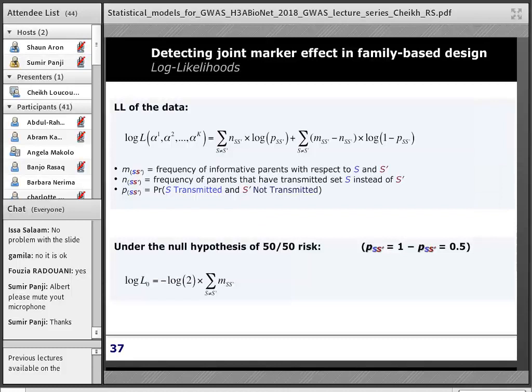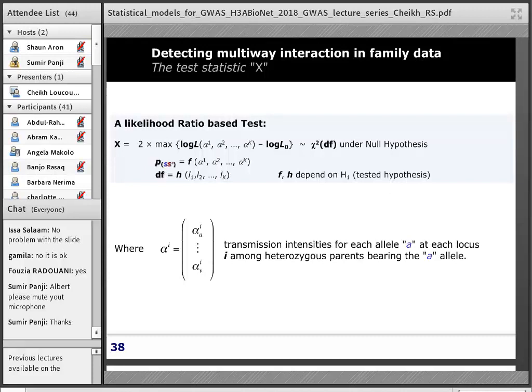Okay, great. So let me try again. And here it's minus log 2 times the sum across all different sets S, S prime. And you have the difference of likelihood in the other slide will give you the chi-square value of the test statistic.